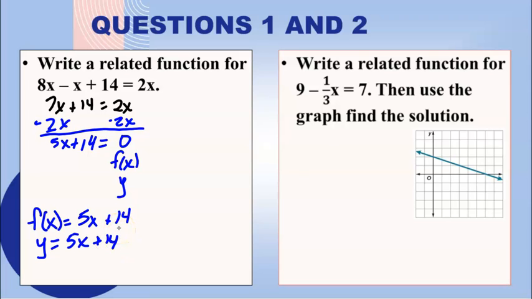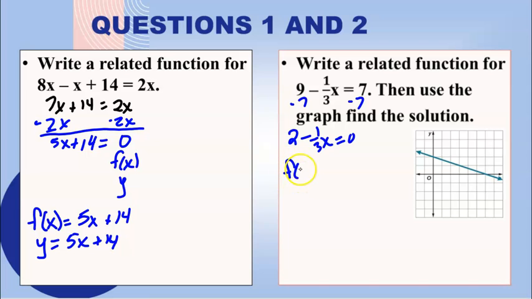Question 2. Write a related function for 9 minus 1/3 x equaling 7, and then use the graph to find the solution. So we want to do the same thing we did in question 1, but this time with question 2. So I'm going to subtract 7 on both sides, and I'm left with 2 minus 1/3 x equaling 0. Now instead of 0, we can use f of x or y.